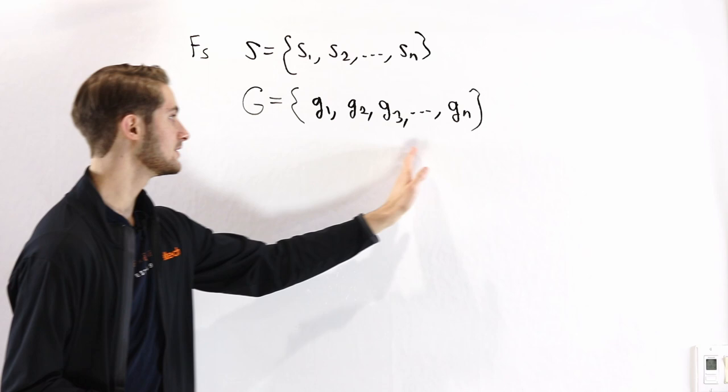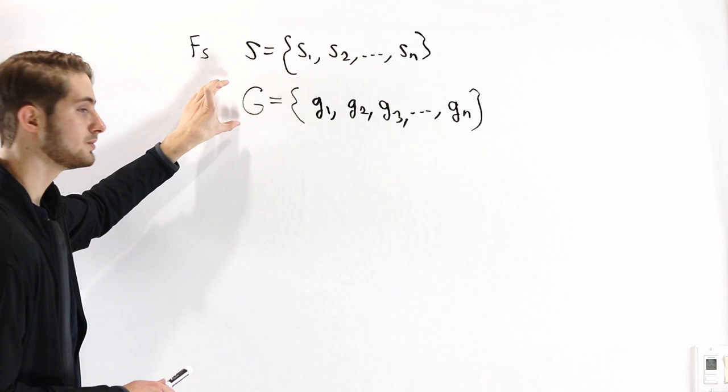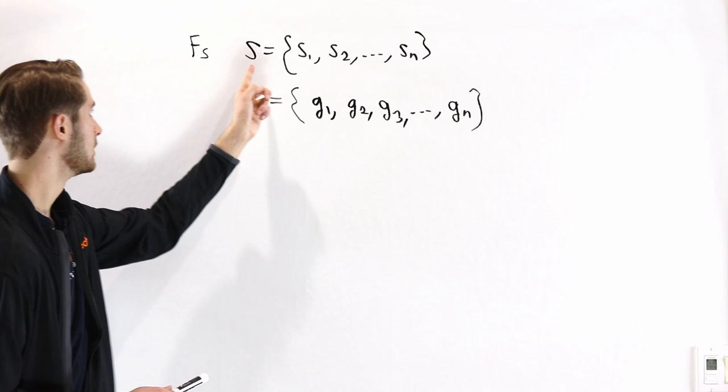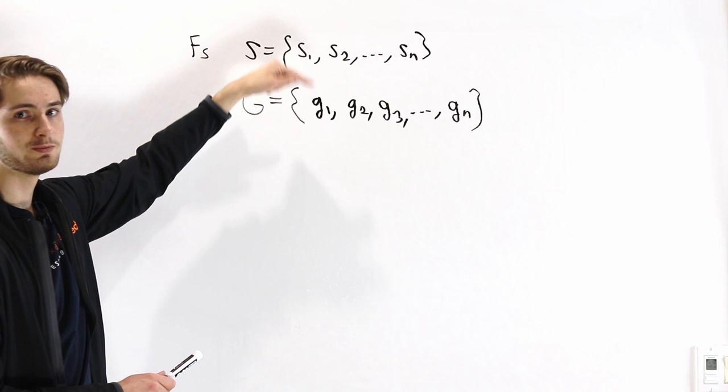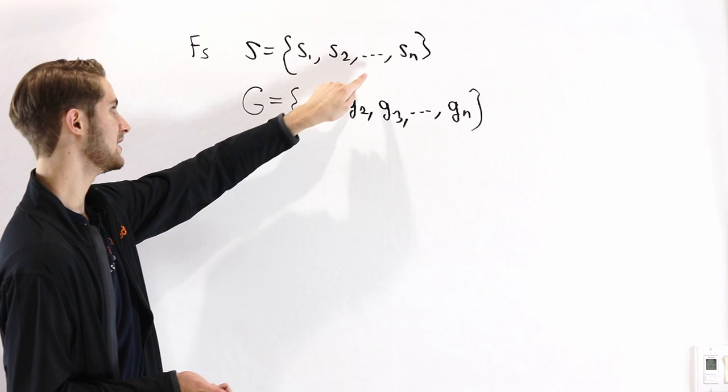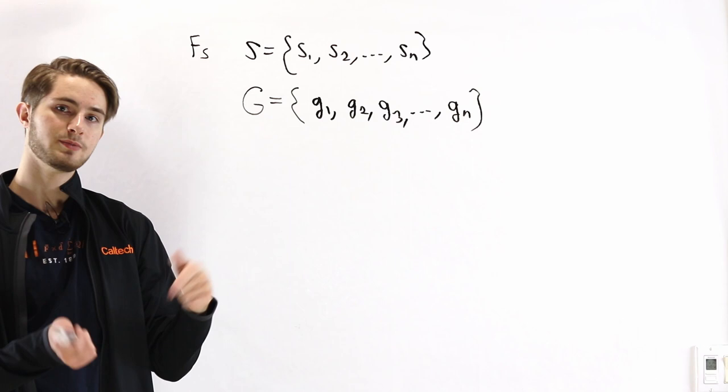What we want to do is once we have this set G, we want to construct a set S that has the same number of elements as G. So if G has n elements, we also want S to have n elements. And then we're going to associate each element of S with one element of G. And in this case, when we number the elements from 1 to n, all we're going to do is associate S1 with G1, S2 with G2, S3 with G3, and so on. So every element of the group has a corresponding element in the set S.